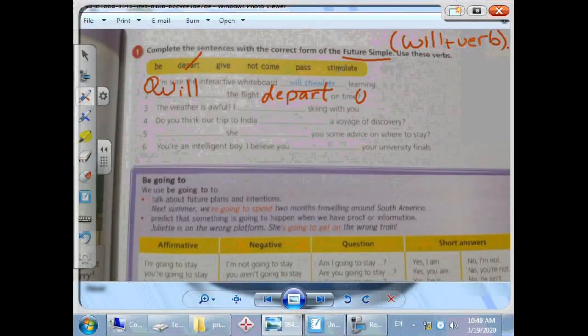Okay, number 2, the weather is awful. I what skiing with you? Excellent, will not come. Or you can write won't come skiing. Okay, do you think our trip to India a voyage of discovery? Excellent, will be.